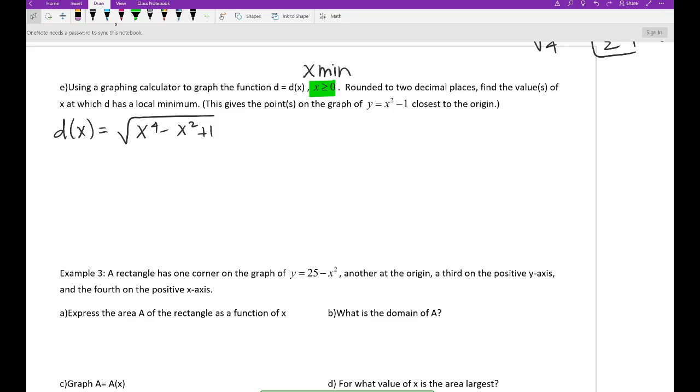Big radical, x to the 4th minus x squared plus 1, then the radical, and window. That is right here. Alright. Window 0 for sure for x min. And then you said x max needs to be 7. Sounds like a good idea. Once you have decided on the input, hit zoom fit. Then compare. Show your calculator to your partner to see if you guys are on the same page.